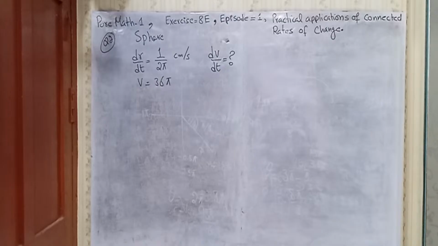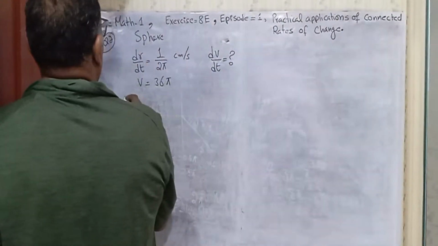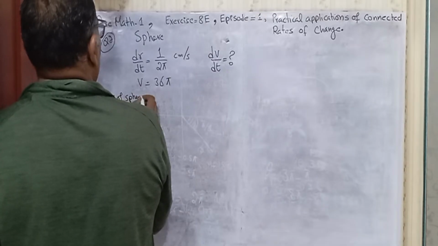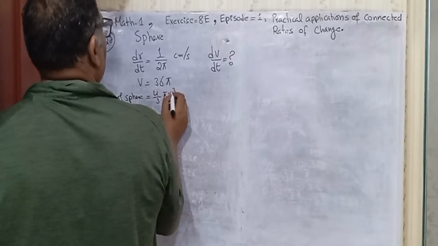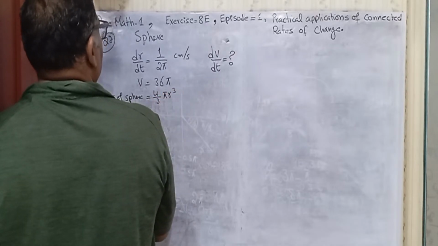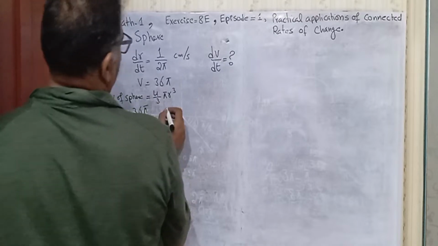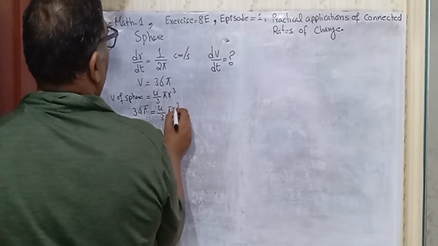You know the volume of the sphere; in your O levels you have studied. The volume of the sphere is 4/3 pi r cube. So the volume of the sphere is 4/3 pi r cube, and that volume is 36 pi. So this is 4/3 pi r cube.